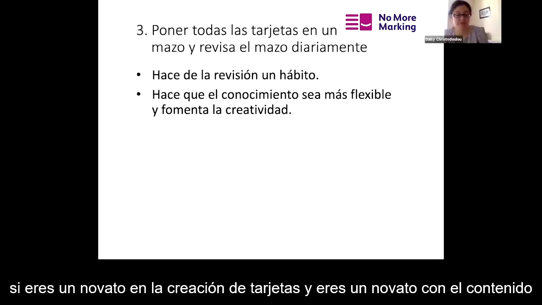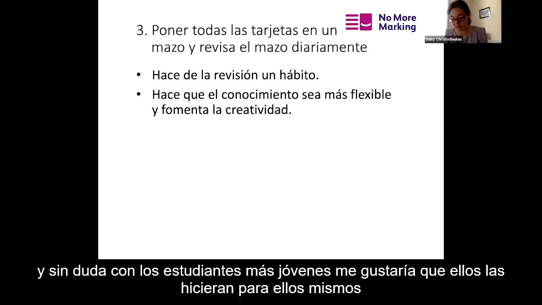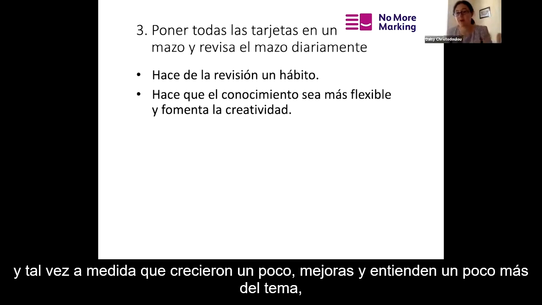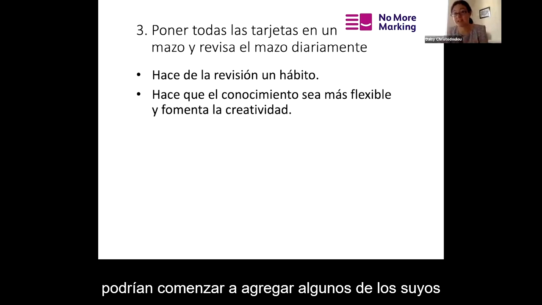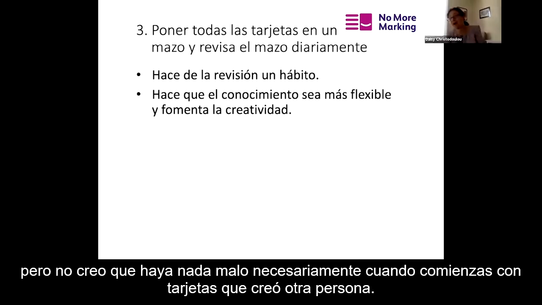If you're a novice at creating flashcards and you're a novice with the content, it's really likely you'll come up with poor flashcards. So I think it's a challenge, and with younger students, I would want to start off by creating them for them, and perhaps as they got a bit older and a bit better, or got a bit more understanding of this topic, they could start to add in some of their own, and you could review those and tell them if they were working. But I don't think there's anything bad necessarily when you're beginning with starting with flashcards other people have created.